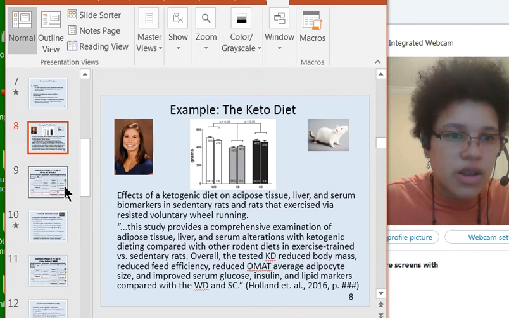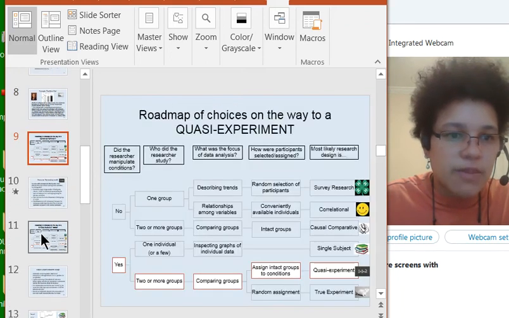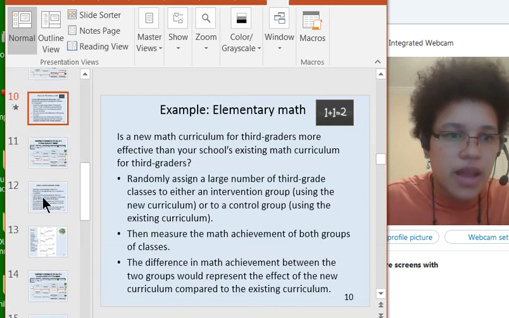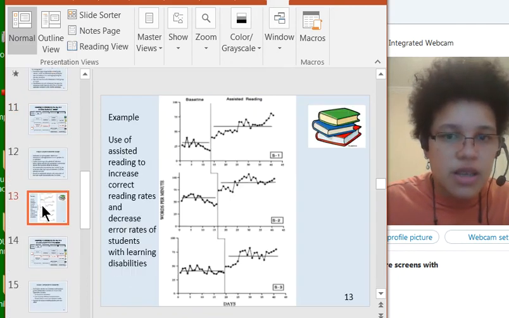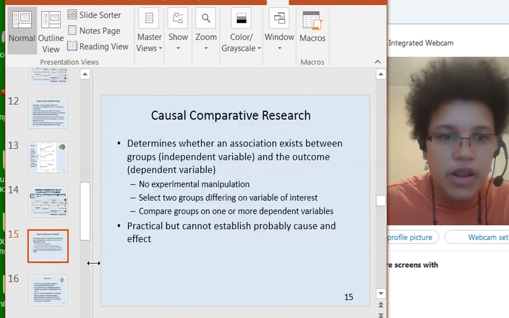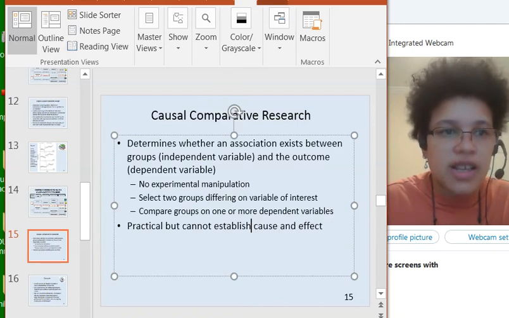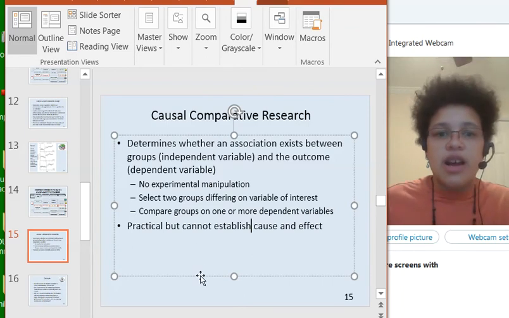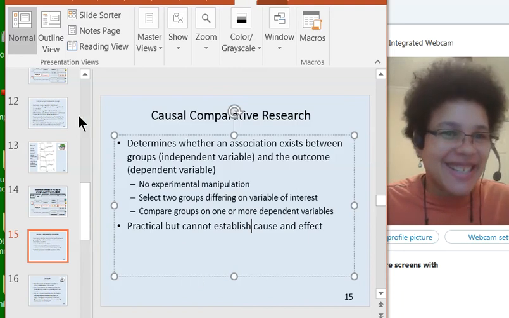The keto rat study was the true experiment. The quasi-experiment was the math. Single subject was the reading. And we're on causal comparative. You cannot establish cause and effect, even though it's called causal comparative.